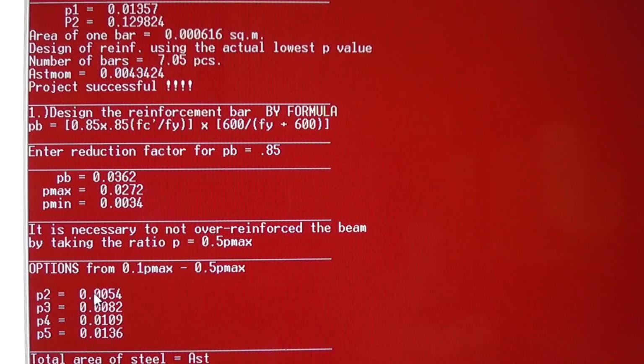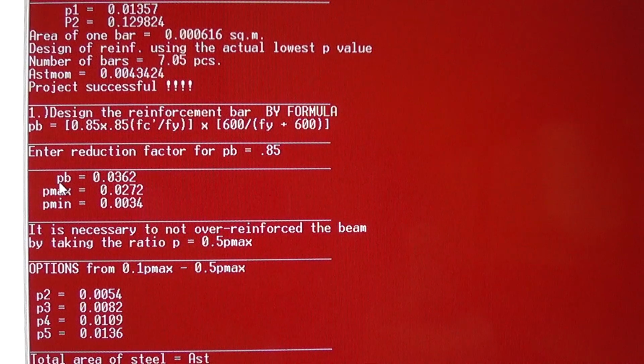P2 is way too small. There are 3 bars as a result of using this. I usually use 0.5 P maximum, that's it, and it has 0.0136. So there are the options for P maximum. The maximum you can use is 0.5 P max.